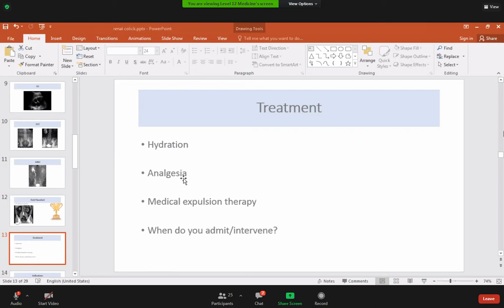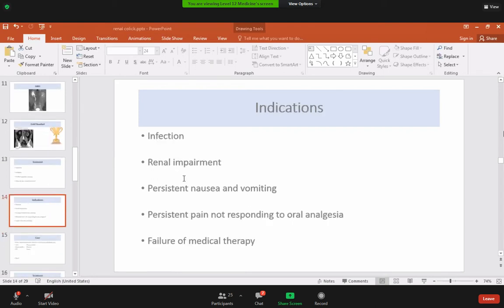That depends on the patient's presentation and the location of the stone or the location of the obstructive segment. Indications for intervention, admission and then intervention are infection, if the stone is causing back pressure and renal impairment, if there is persistent nausea and vomiting, if there is persistent pain which is not responding to oral analgesia, and if there is a failure of medical therapy.